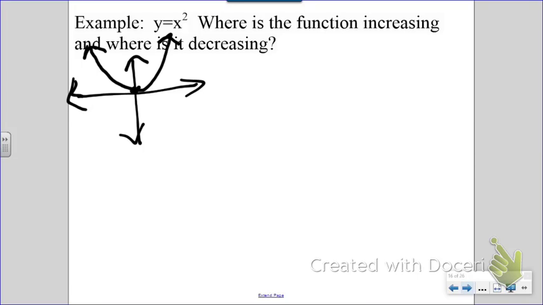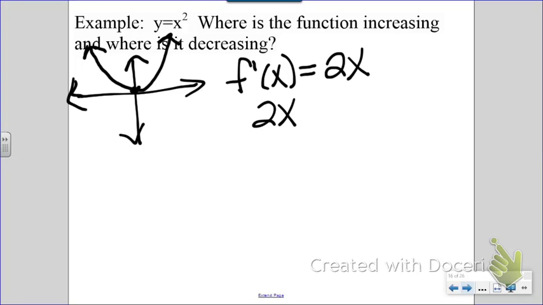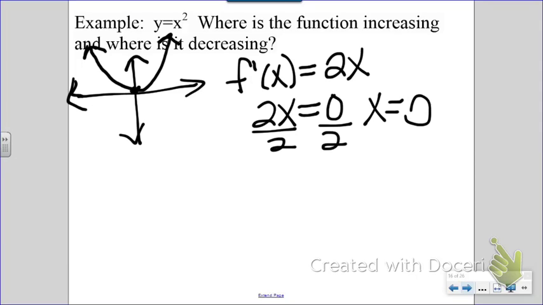Let's check by the derivative. Derivative f prime of x is 2x. Again, look for the points where the min and max are. We can see that will clearly be, by the graph and by our work, at 0. So we're going to look to the left and to the right of 0. Negative infinity up to 0 and then 0 up to infinity. Plug in numbers in each of those intervals into the derivative.